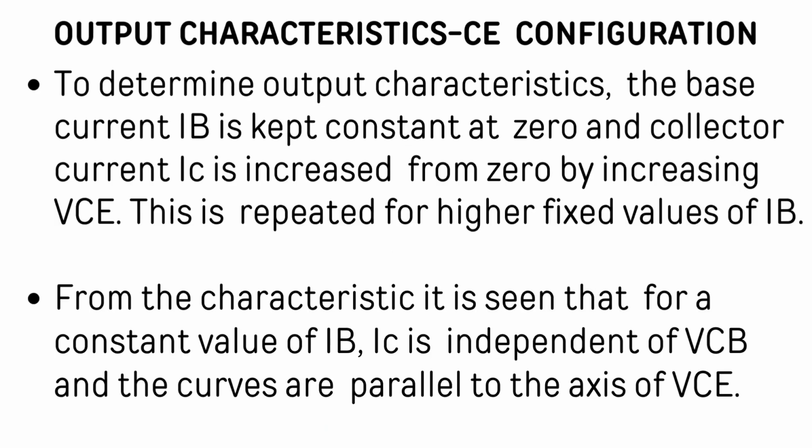Output characteristics of CE configuration. To determine the output characteristics, the base current IB is kept constant at 0 and the collector current IC is increased from 0 by increasing VCE. This is repeated for higher fixed values of IB. From the characteristics, it is seen that for a constant value of IB, IC is independent of VCE and the curves are parallel to the axis of VCE.